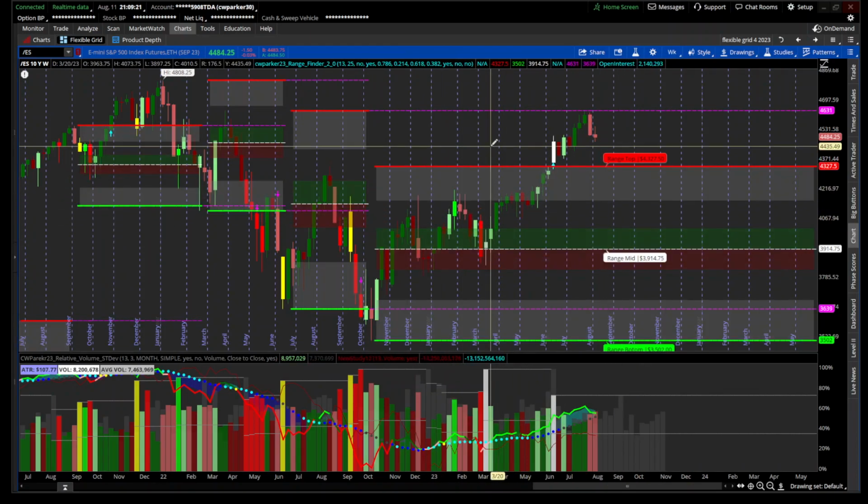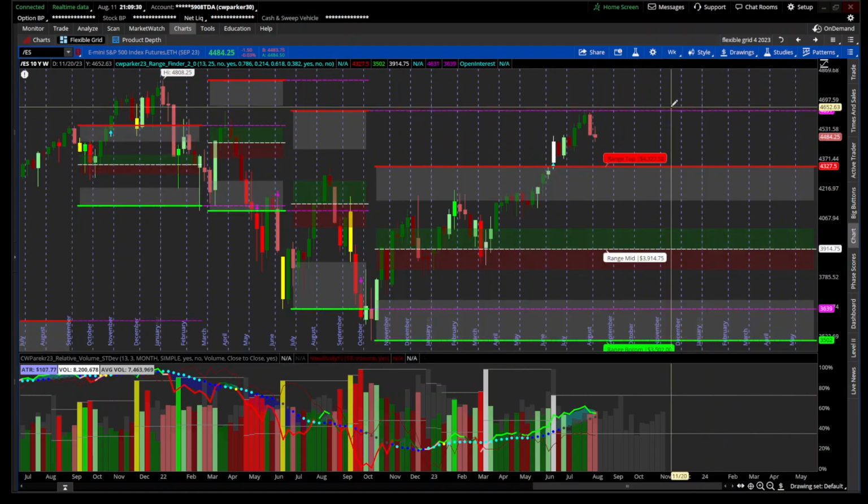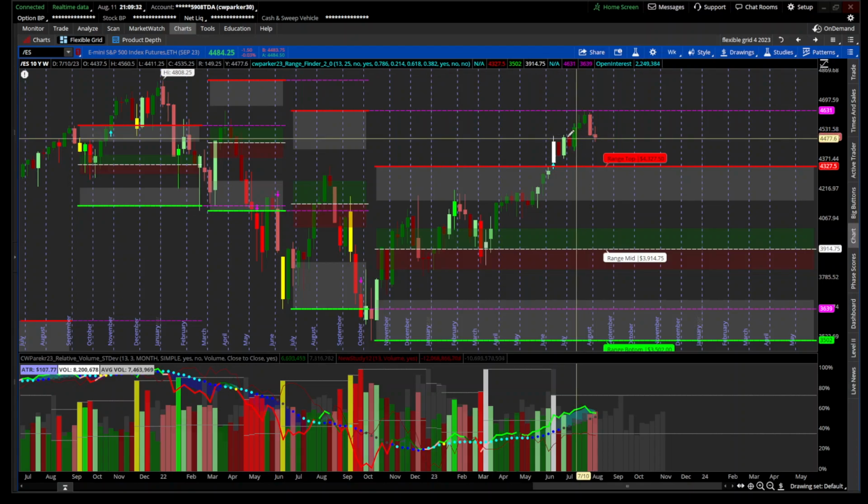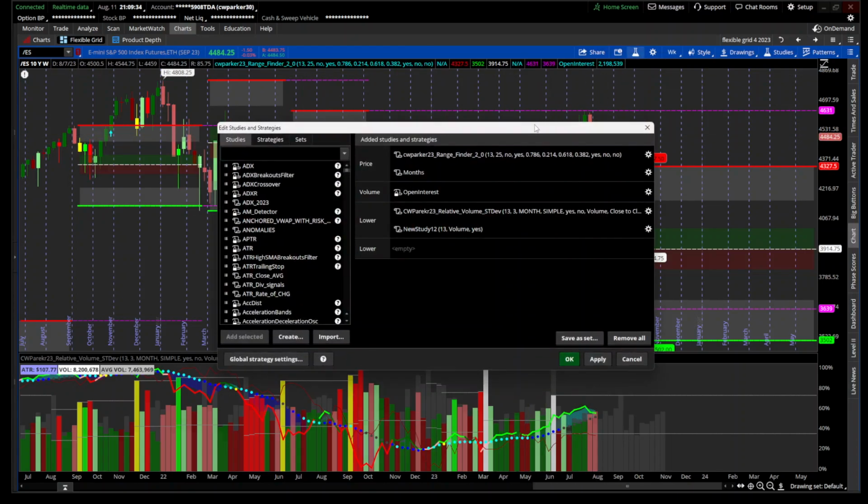So with this indicator, you get the scanner, you get the actual indicator, and you get the watch list column. And that's pretty much the end of the video. This is my indicator. I'm calling it the rangefinder indicator, and it's basically the 2.0.